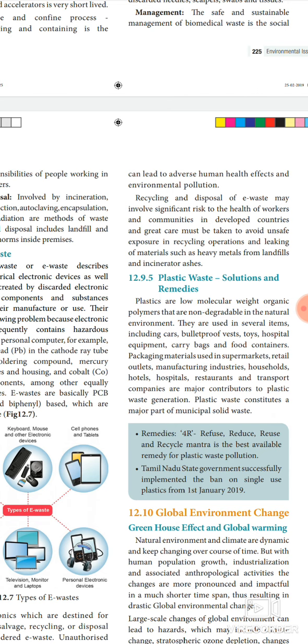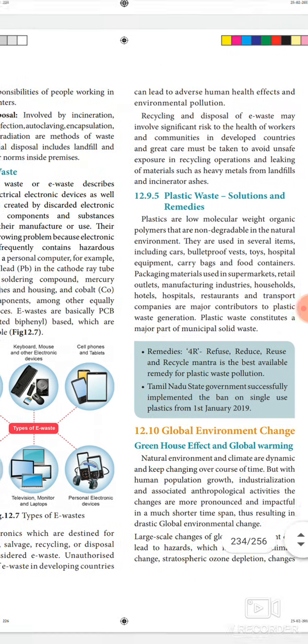Then next we see about plastic waste. Already I said plastics have low molecular weight, so it is also non-degradable. It takes much more time to degrade, so it is a non-degradable pollutant. It causes severe damage to the environment because it is a non-degradable product. When we burn this type of plastic waste, it gives harmful effects to human health.